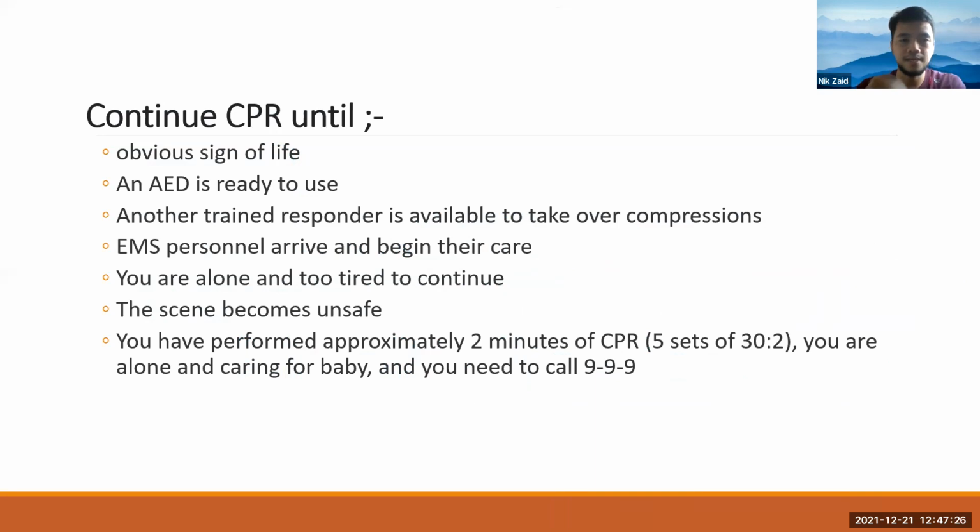In case of CPR, we must continue until the child has an obvious sign of life, or the AED is ready to use, or there's another one to help us take over the compression, or another person arrives who is better qualified than us, or we are alone and too tired to continue, or the scene becomes unsafe, or in case we are alone and we have performed the 2-minute CPR with 5 cycles, then we need to call the emergency number and we can stop the CPR.